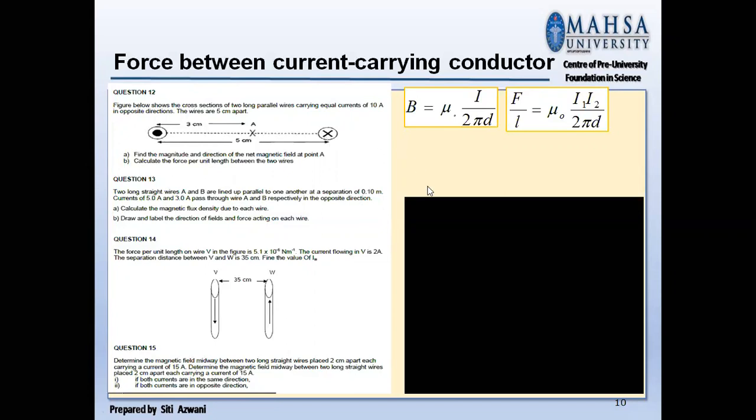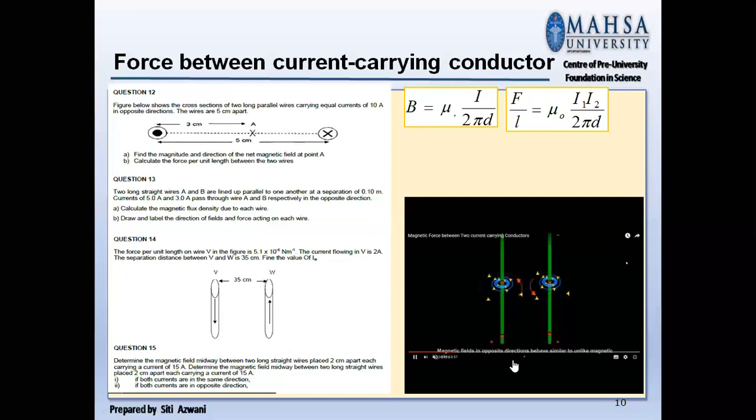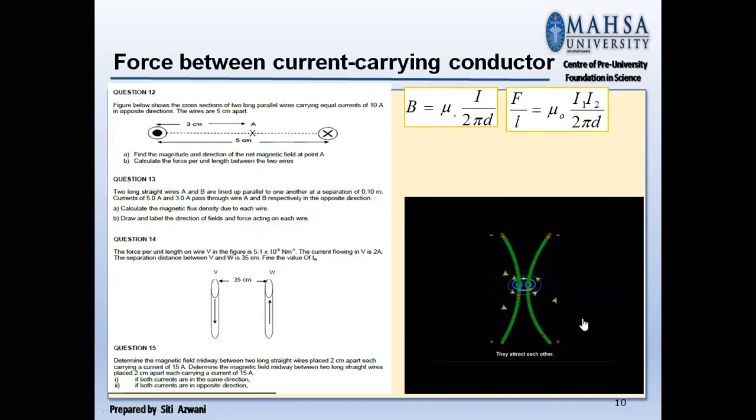Let's do some revision for the force between the current carrying conductors. First, we have current flowing in the same direction in each wire. The magnetic field is in opposite direction, similar to unlike magnetic poles. So see what happened between the two wires: attraction. They attract each other.